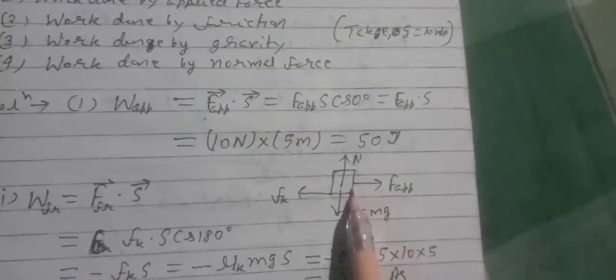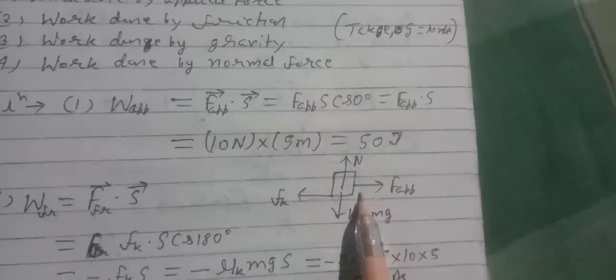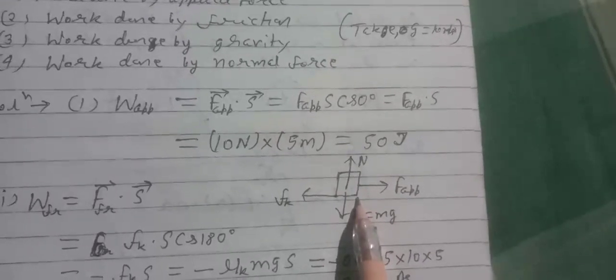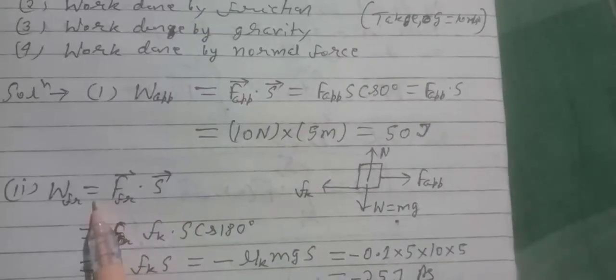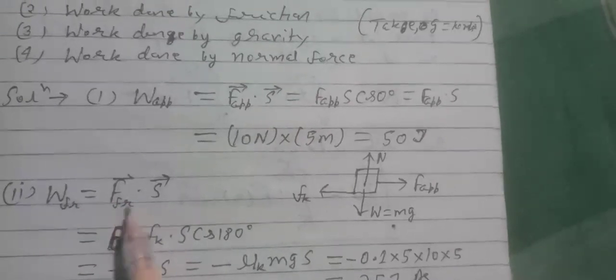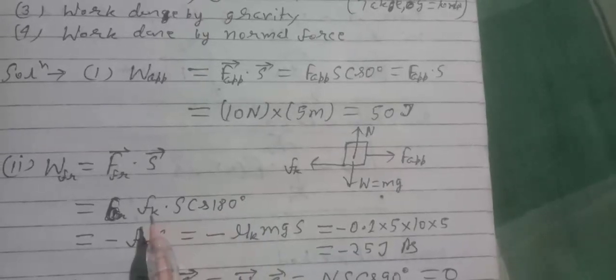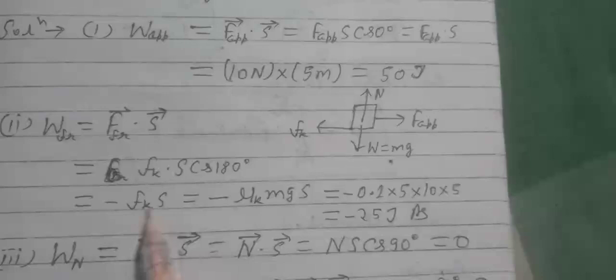Because friction force is acting in the opposite direction of the movement of the body, the value of theta is 180 degree. So we can write work done by frictional force equals frictional force vector dot S vector, or Fk dot S cos 180 degree, because the angle between frictional force and displacement vector is theta, which is 180. So this equals minus Fk into S.